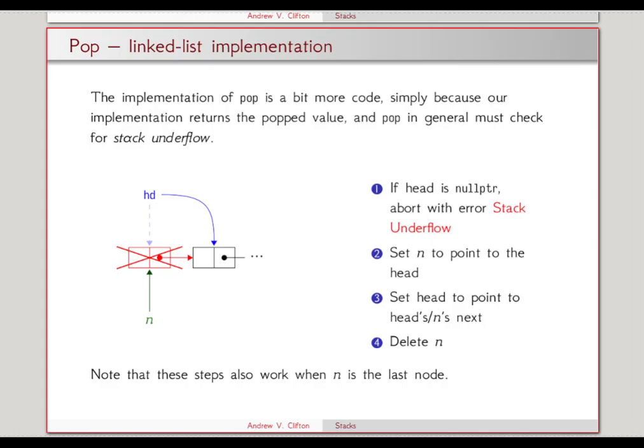Now we have to do a little bit of extra work here because we want to pull the value part out of the end node before we delete it. So that'll be just like an extra int variable, but there's nothing more to that. And the other thing to notice is these steps also work when n is the last node.